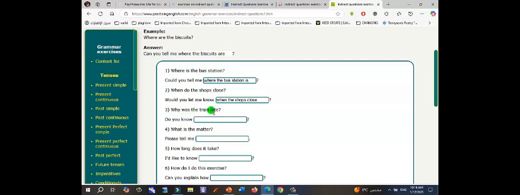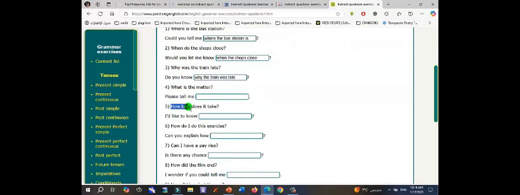Why was the train late? Do you know why? Then I change the position of the verb after the subject of the question. Why the train was late. Right. How long does it take?